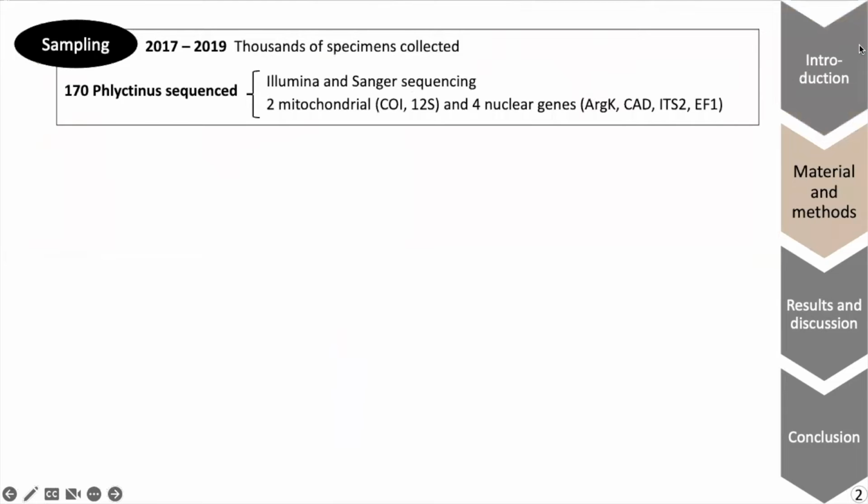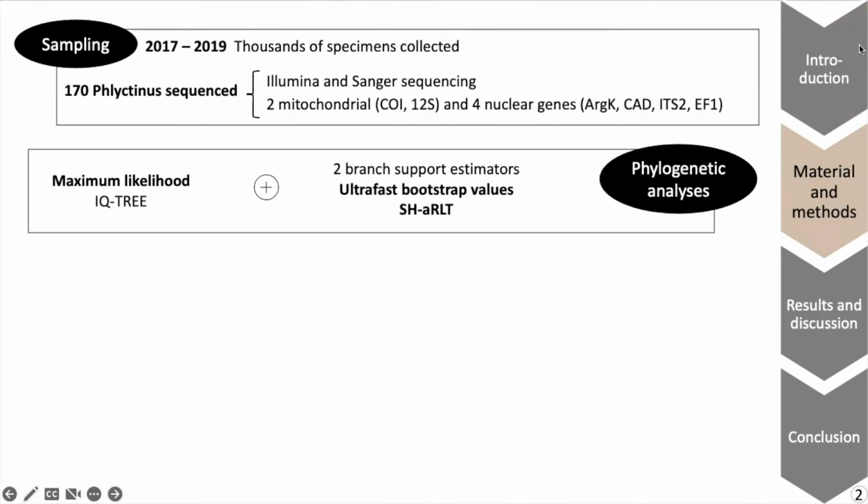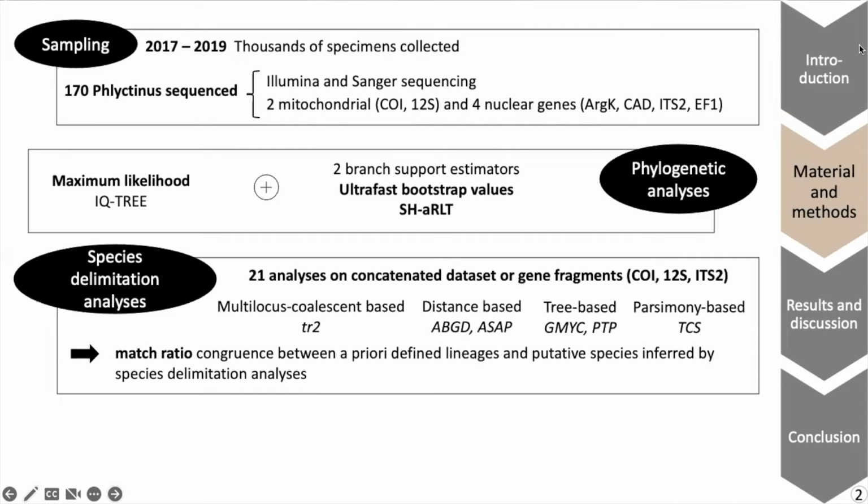To do that, thousands of Phlyctinus were collected and 170 were sequenced for 2 mitochondrial and 4 nuclear genes using both Illumina and Sanger sequencing. To infer the evolutionary relationships between the species, phylogenetic analyses were made using maximum likelihood and 2 branch support estimators.